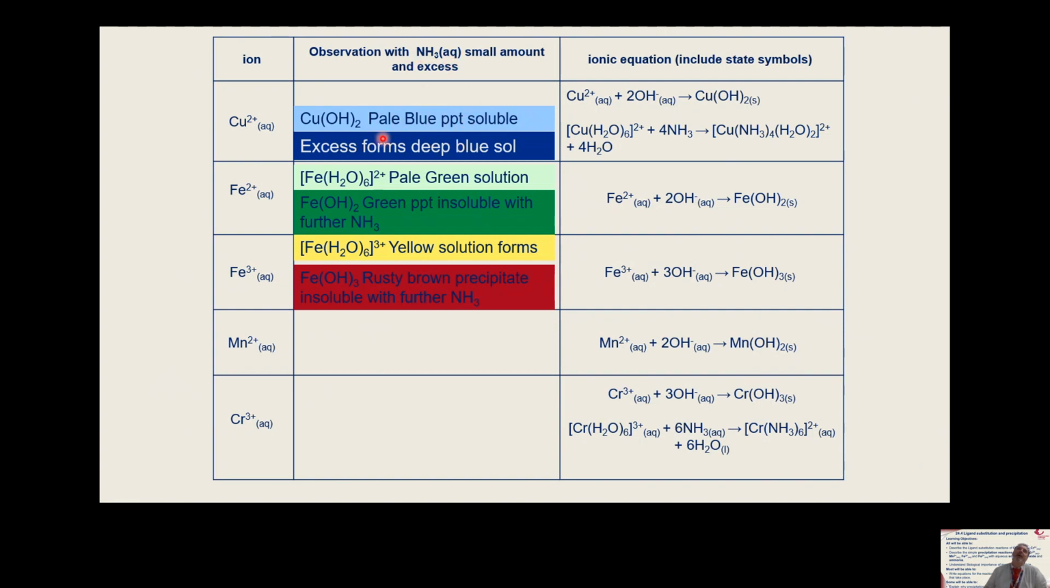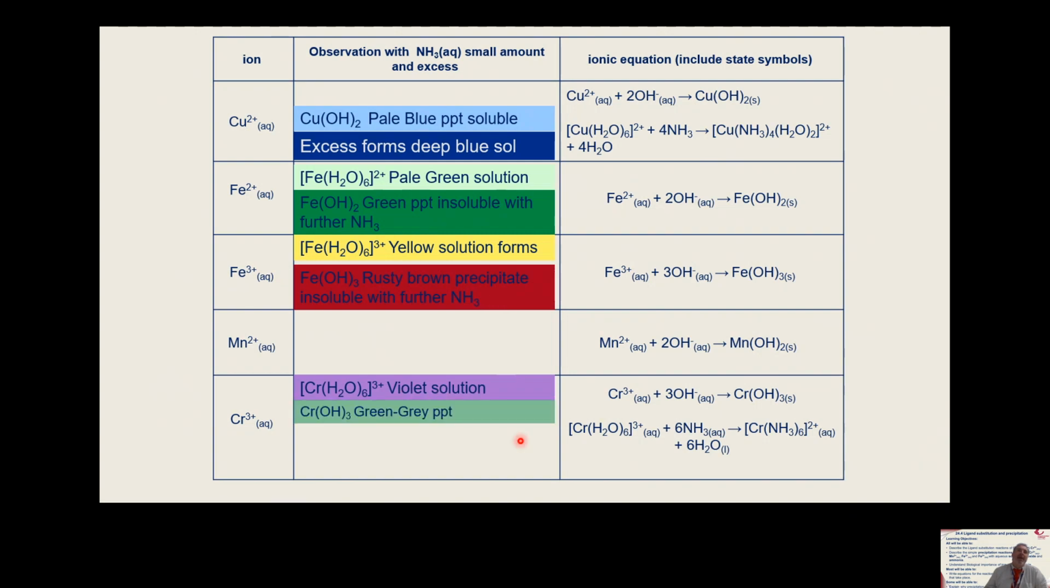Okay, right. So now what we can look at is what happens if we add excess ammonia. So we get a pale blue precipitate. Okay, so this will redissolve and goes pale blue, and then if we add excess ammonia, we then end up with it going deep blue. Okay, pale green solution with the iron 2. Green precipitate is insoluble with further ammonia. Yellow solution, rusty brown, insoluble with further ammonia.